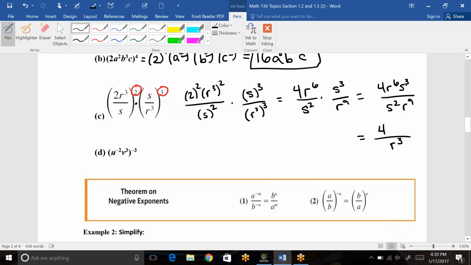We have more s's on top, and in fact we have one more, so it'd be a 4s to the first over r to the third. It is not necessary to write the first power. It is understood that it is there.